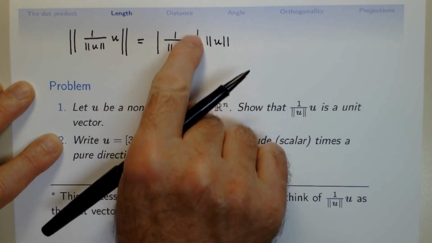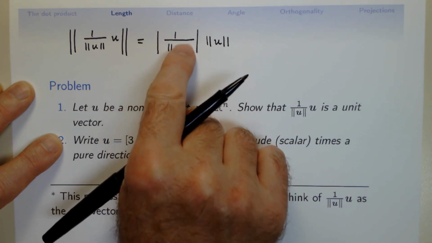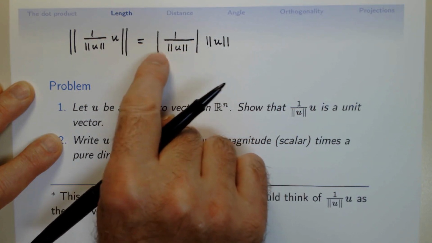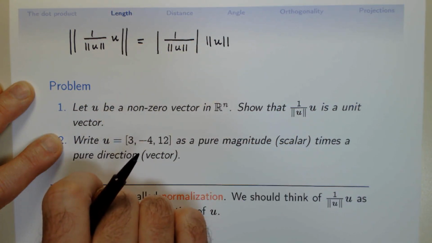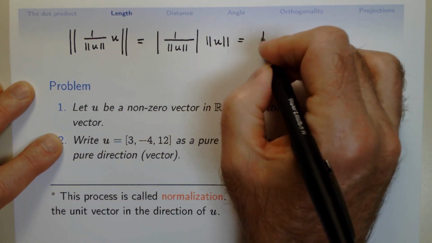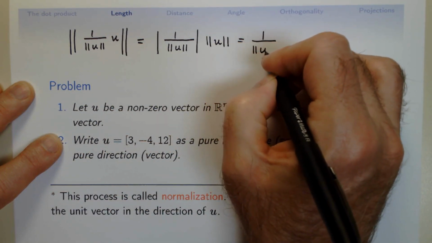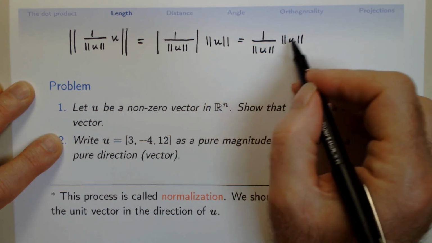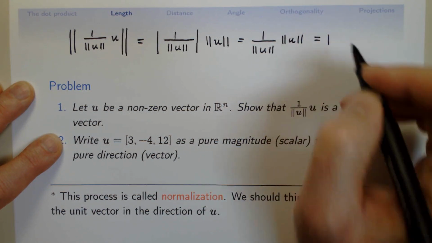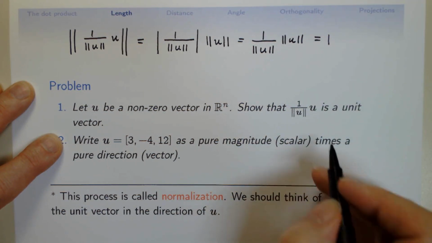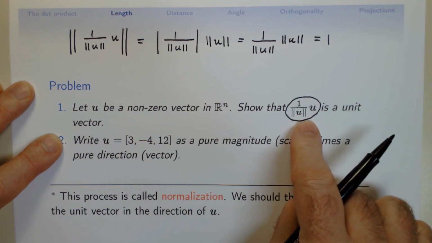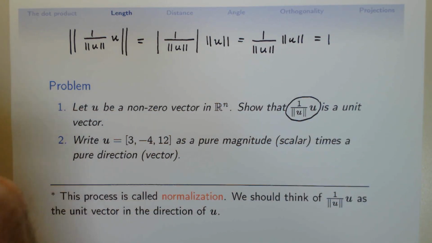Now, all we have to observe is that the length of the vector u is always a positive number for a non-zero vector. So this is already a positive number. So these absolute values are superfluous. We can simply rewrite this as 1 over the length of u times the length of u. And this product here is simply equal to 1. So this action of taking a vector and multiplying by the reciprocal of its length always produces a unit vector. All right, that's the result of problem 1.